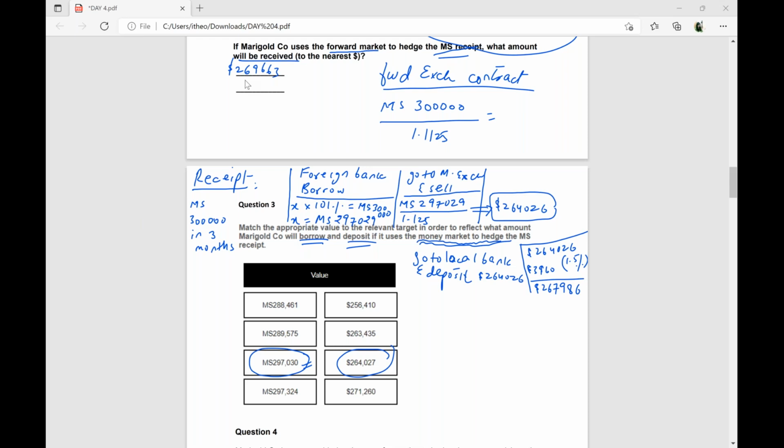Jawad, 1.5% is given in the question. 6% is the annual deposit rate. So for 3 months, it's 1.5%.